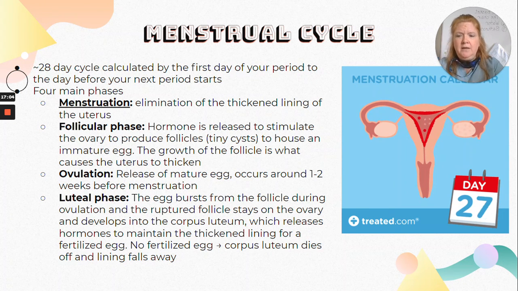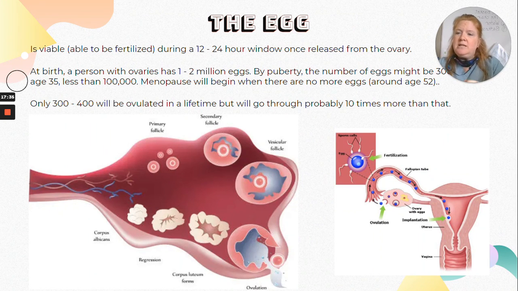It's probably around 10. And then the luteal phase, that egg actually bursts through, travels through the fallopian tube, remember, okay? But as the egg bursts through, the follicle stays in the ovary and it creates something called the corpus luteum, which releases a hormone that is preparing the lining of the uterus for an egg that has been fertilized to implant. All right, so the egg is able to be fertilized. It's viable during a 12 to 24-hour window once it's released from the ovary.